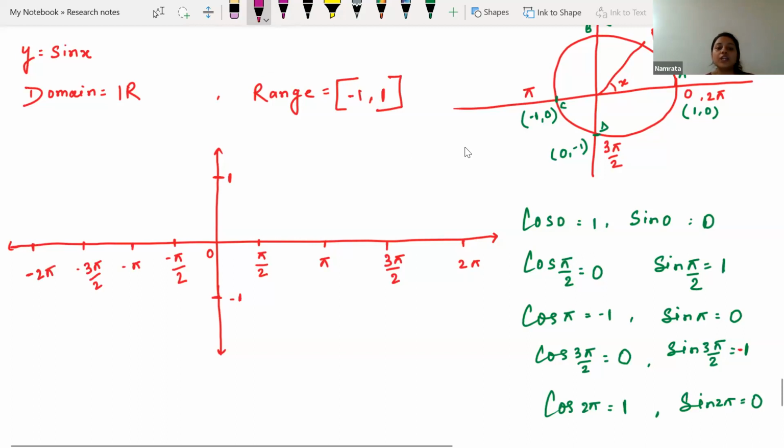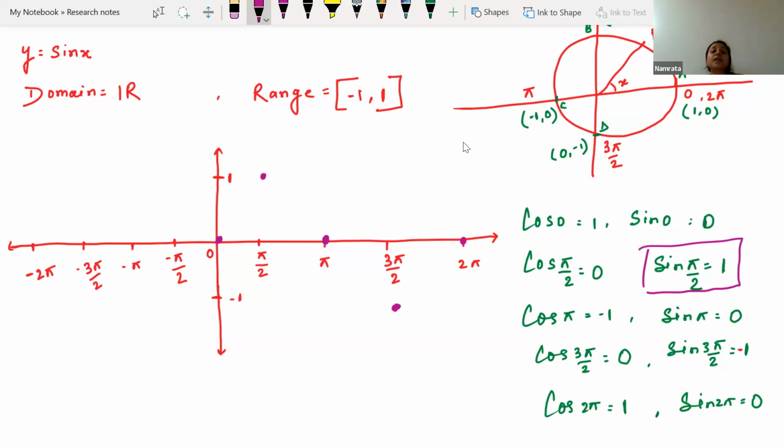Which values do we already know? At pi by 2, the sine value is 1. At 0, the sine value is 0. At pi, the sine value is again 0. At 3 pi by 2, the sine value is minus 1. And at 2 pi, the sine value is 0. Okay.